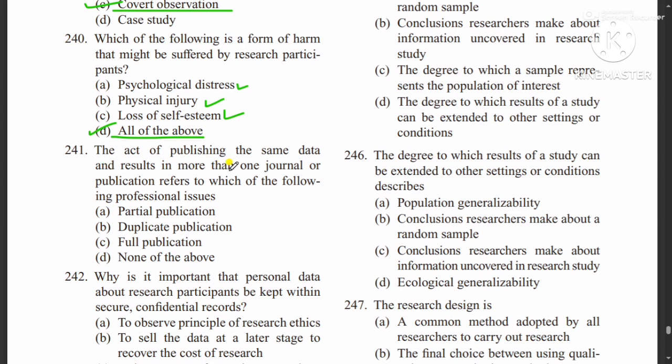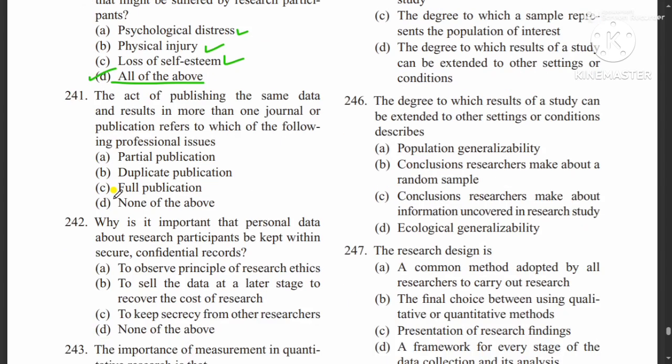The act of publishing the same data and results in more than one journal or publishing refers to which of the following professional issues? Because of duplicate publication, copyright. Because of same data and result in more than one journal.